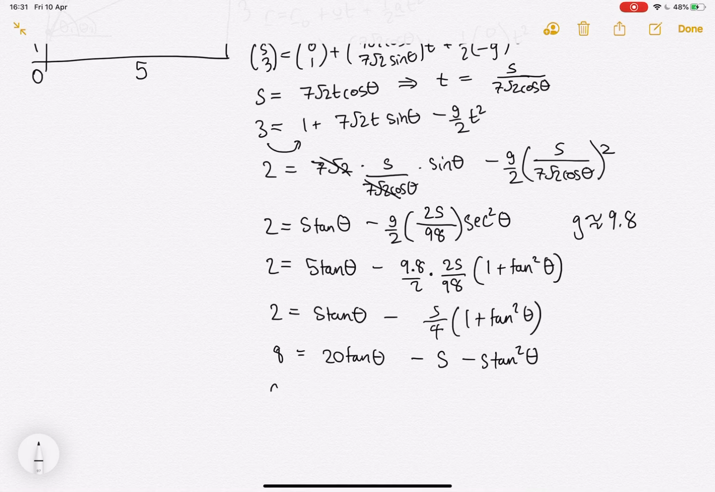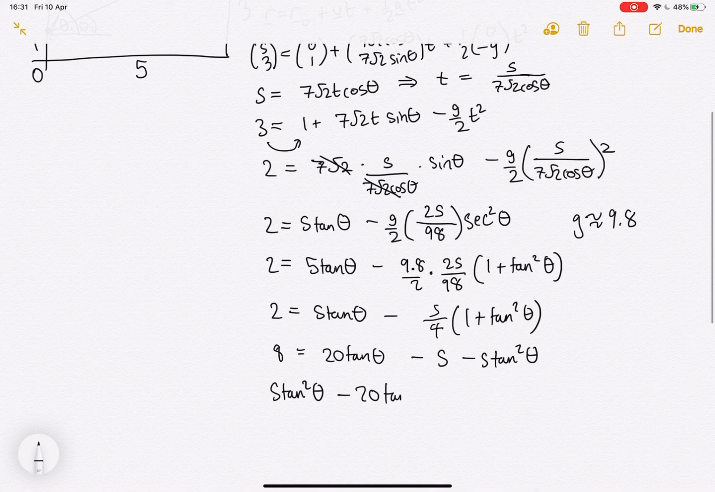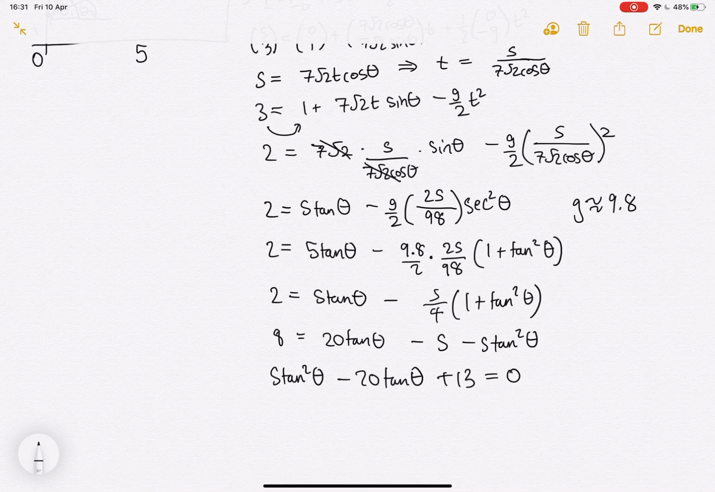So adding 5 tan squared theta to both sides, adding 5 to both sides, and subtracting 20 tan theta, we get the quadratic equation in tan theta that we were asked for. Part 2 asks you to find the two values of theta. Well, that's absolutely fine, and I'm not going to do that because all you need to do is solve this quadratic equation for tan theta. That will give you two possible values of tan theta. We know that theta is acute, so we can find the two principal values of tan inverse to find the angles.